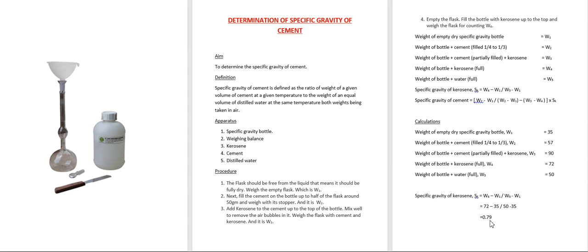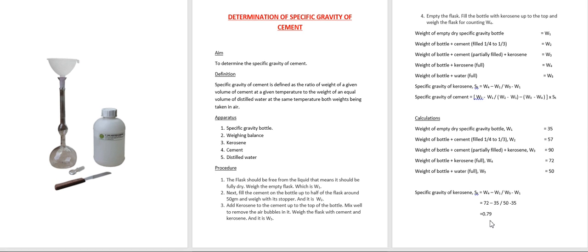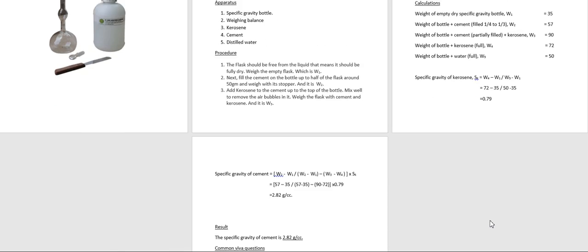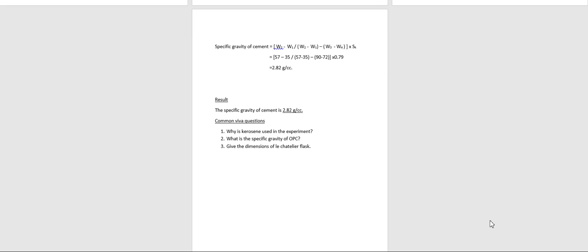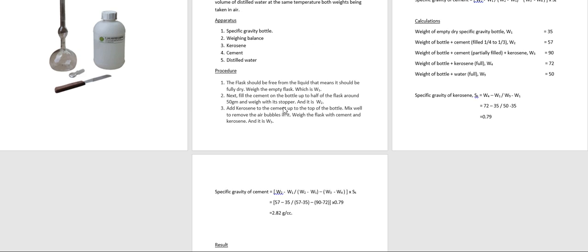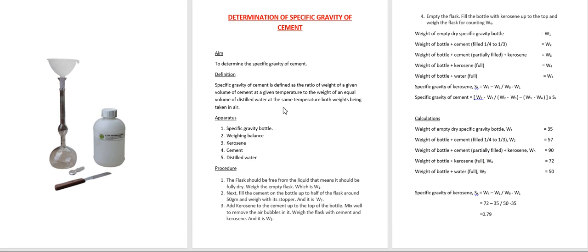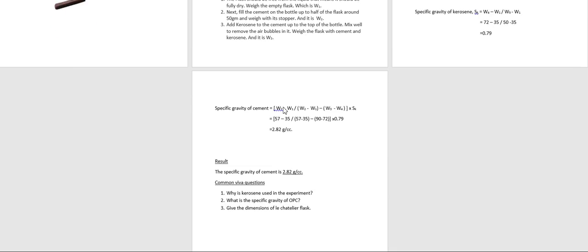So I got the specific gravity of kerosene to be 0.79, and then this is the specific gravity of cement. Okay, and there ends the experiment. The result: specific gravity of cement is 2.82 gram per cc. Okay, so I hope you can understand this. Just take a screenshot of this and write in your records.